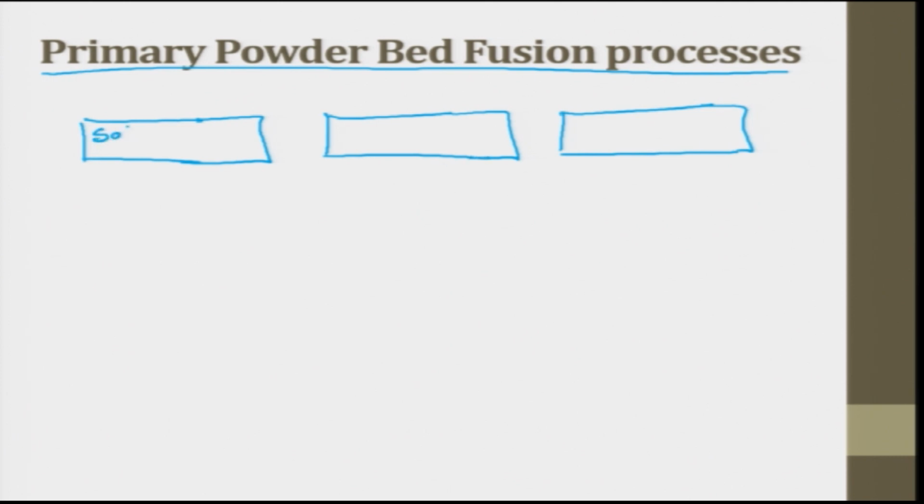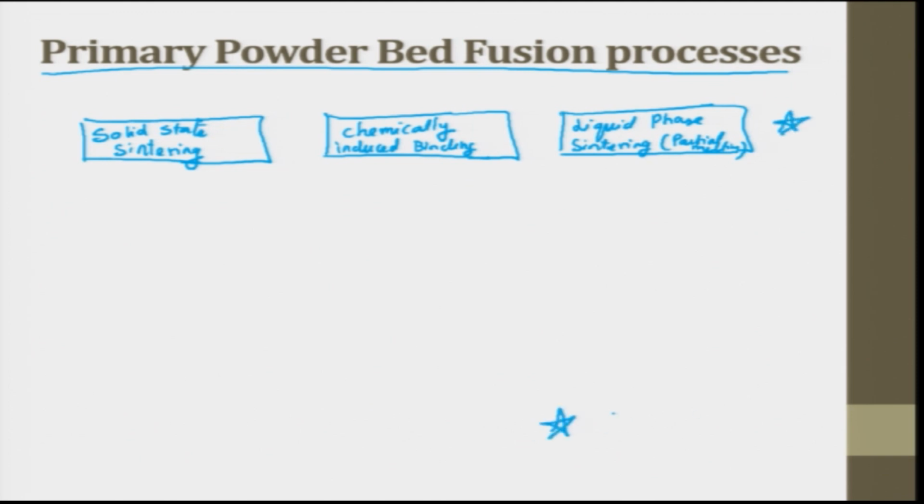Okay, one is solid state sintering. Next one is chemically induced binding. The third one is liquid phase sintering, which is partial melting. And finally, you have one star, I will write the star here as full melting.